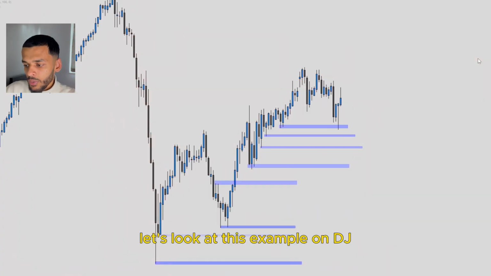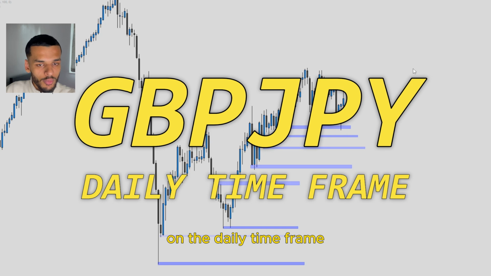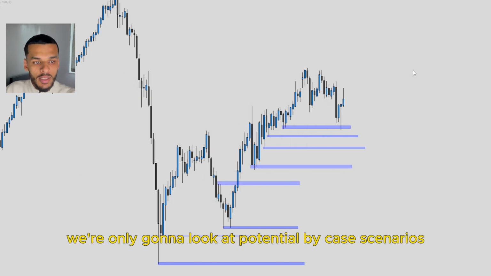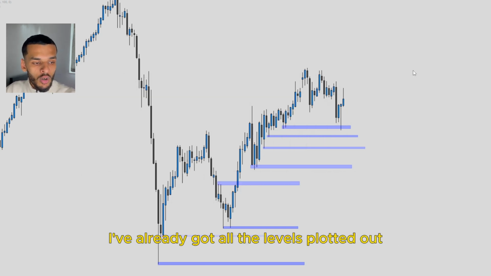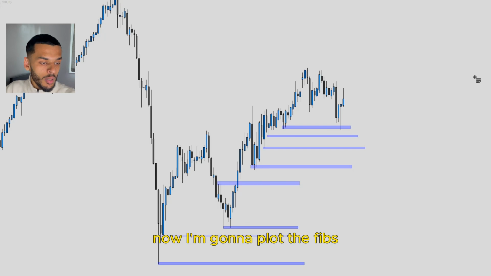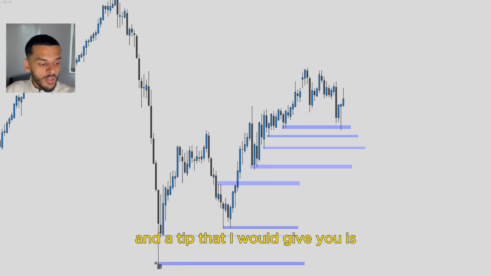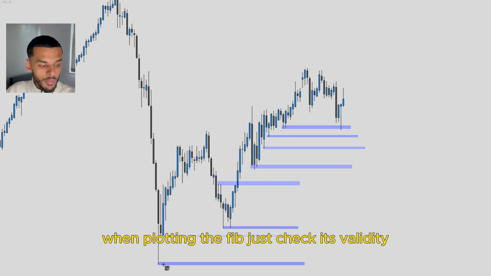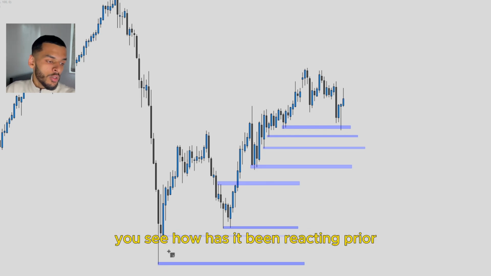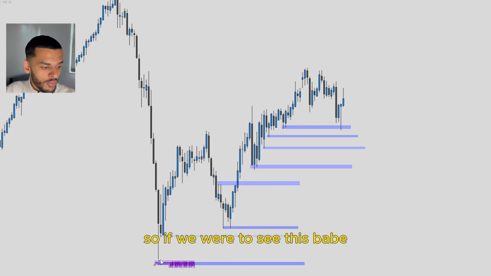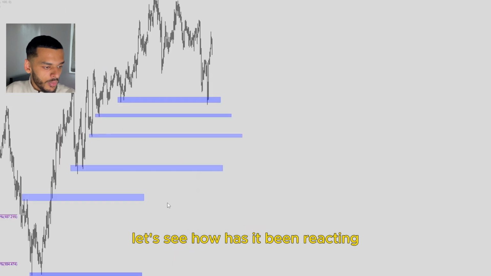Let's look at this example on GJ on the daily time frame. We're only going to look at potential buy case scenarios. I've already got all the levels plotted out. Now I'm going to plot the fibs. So you first plot the most obvious fib. And a tip that I would give you is when plotting a fib, to check its validity, you see how has it been reacting prior. So if we were to see this fib, let's see how has it been reacting.